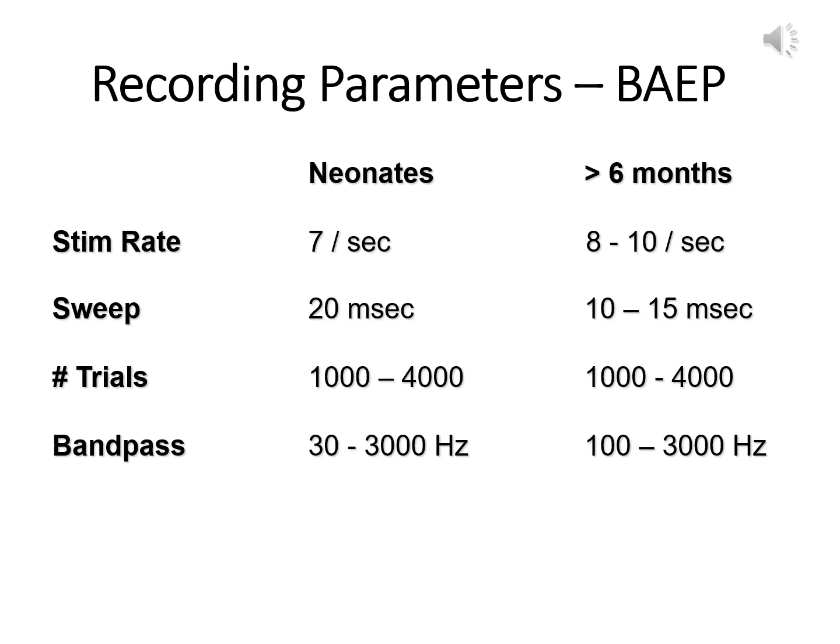The sweep time is longer in the neonate group, and so it's 20 milliseconds, and the sweep time is shortened in those over 6 months to between 10 to 15 milliseconds, shorter for older. The number of trials for both groups is between 1,000 to 4,000, and the technologist would make a decision based on the appearance of the waveforms as they are acquired. The bandpass is wider in neonates because the responses are of lower frequency, and so the bandpass is 30 to 3,000 hertz in the neonate group and 100 to 3,000 hertz in the older group.